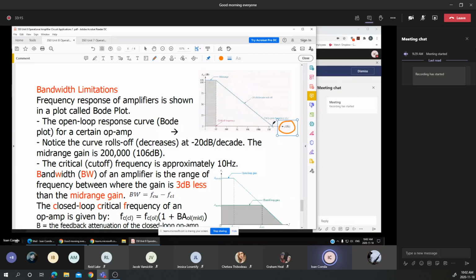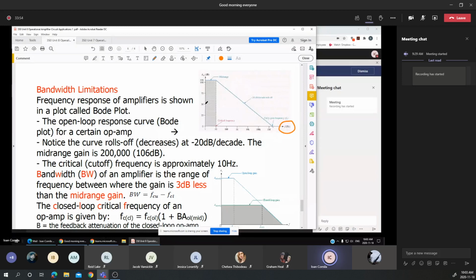You notice that the highest frequency range is probably about 1.2, 1.5 megahertz, but the highest gain, which is called the mid-range gain, extends only to 10 hertz. That means if I apply an input signal greater than 10 hertz, the gain, or the output voltage, will decrease with the gain of the op amp.